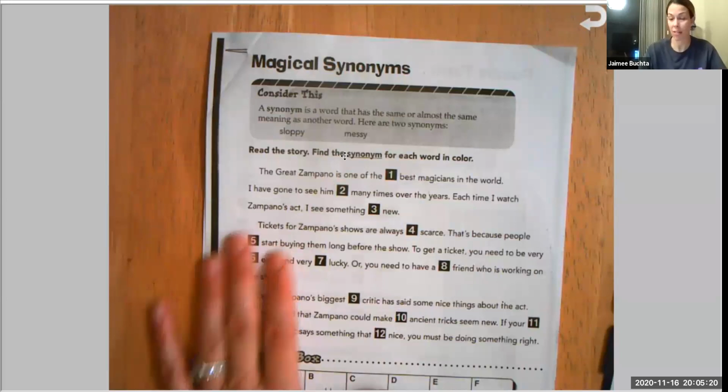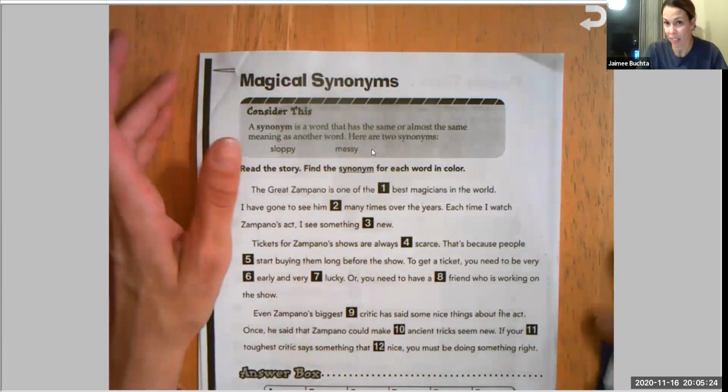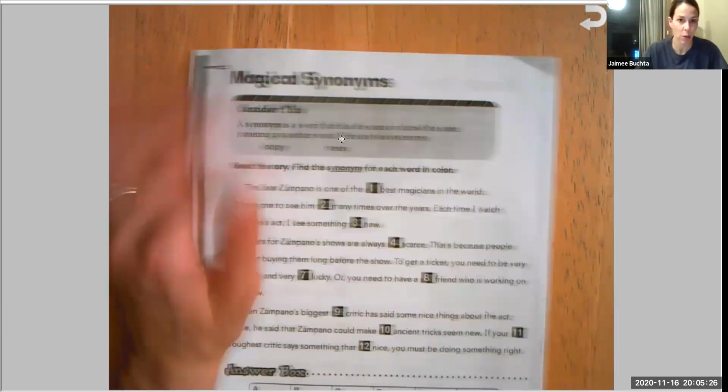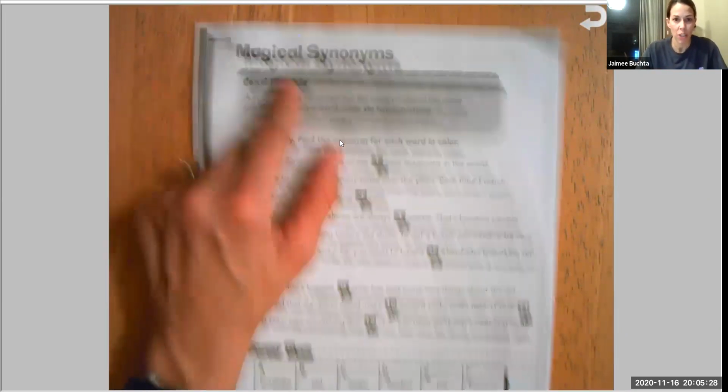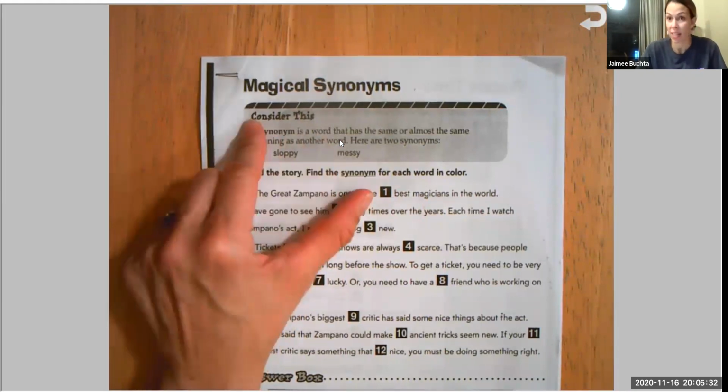I'm going to share my screen here in just a second, as soon as my document camera's up. All right, there we go. Let me share my screen, and we're going to go through this first one together. What's really important is that you read the instructions, because every page you do a little bit differently. The tiles are all the same every single time, but the instructions might vary a little bit. So we're going to do magical synonyms together.